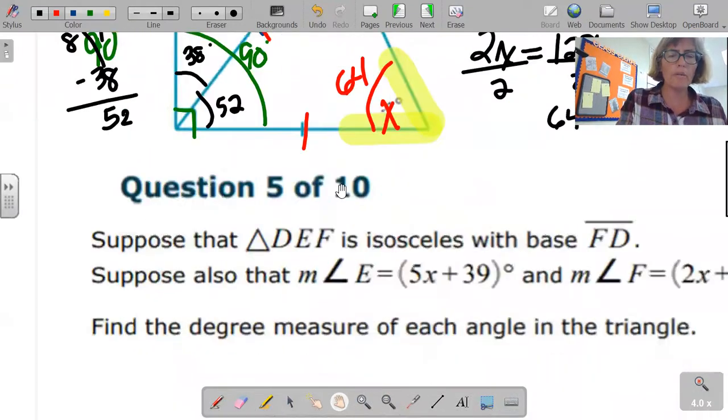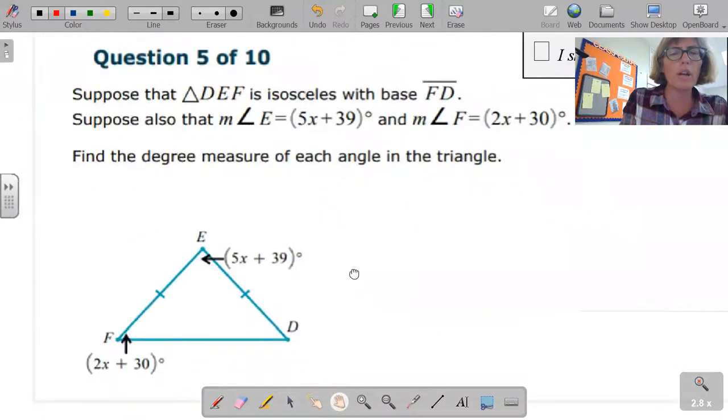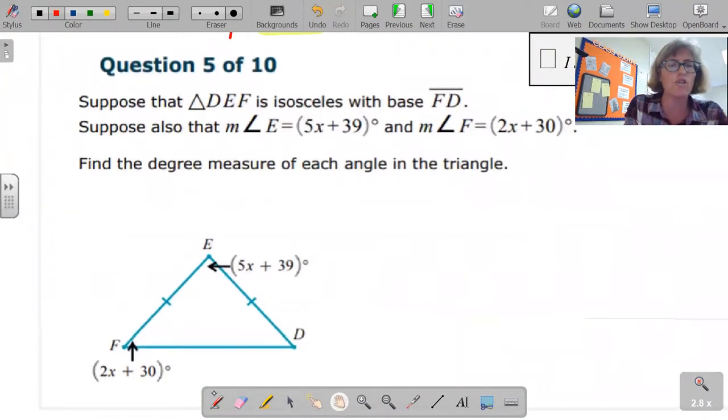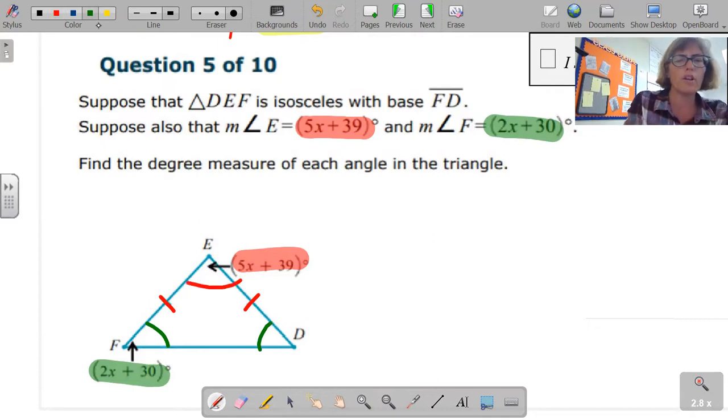Taking a look here, we're finding the measure of each degree angle. We are told DEF is isosceles, hatch marks, and angle E is 5x plus 39. Angle F is this. It's asking you to find the degree measure of each angle. We're going to do a thing equation first. And our thing equation is angle plus angle plus angle equals 180.